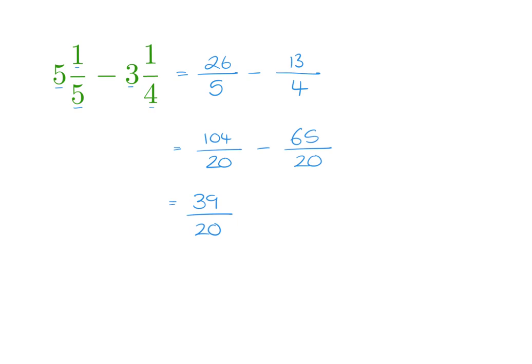Now finally, I want to convert back to a mixed number because that's what the original question was in. So to find my big number, I'm going to say, well, how many 20s go into 39? Well, in this case, it's just 1. And what remains after I've taken my 20 away is 19. So this gives me an answer of 1 and 19 over 20.